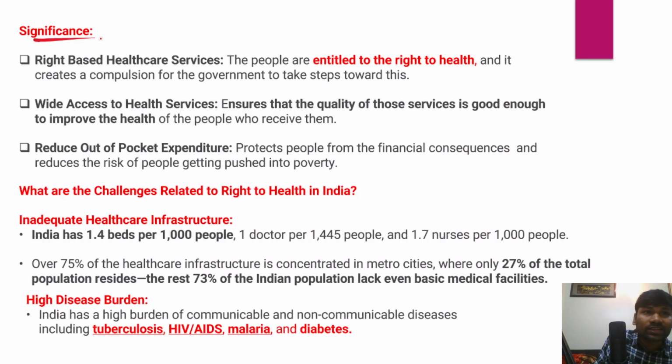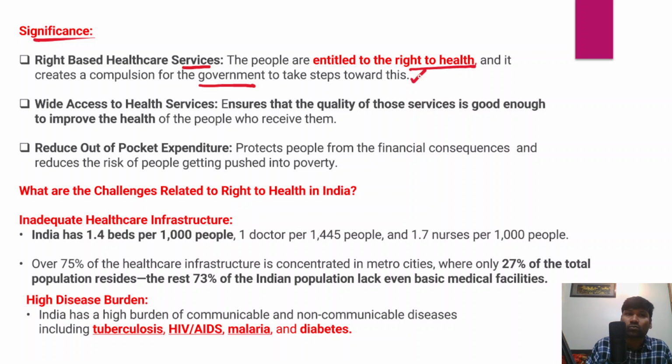However, what is the significance of the provision of right to health? So we'll try to understand the significance of the provision of right to health. So it actually means rights-based health services would be given to the individuals who are actually entitled, okay, the people who are entitled to right to health, and it creates a compulsion and obligation on the government to provide affordable health care, and also the obligation of the state to take steps positively to achieve or to protect the goal of right to health care.